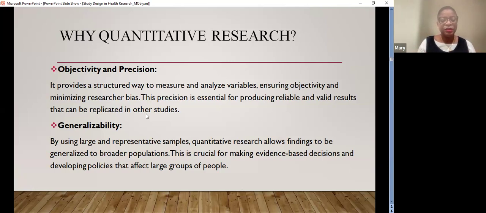Generalizability. It uses large and representative samples. Sampling is also very key. Sampling is very important. I've also mentioned the method you adopt, your sampling method, your sampling design, also helps you to know whether this is generalizable. For example, I'm doing focus group discussion among 200 participants or 400 participants.